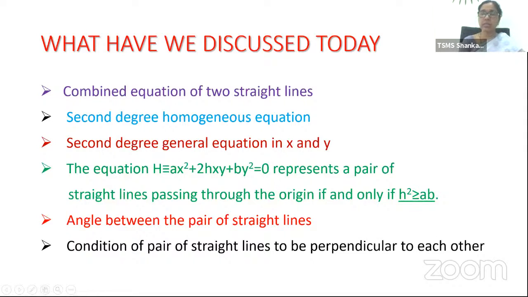Sir has also explained the condition for the homogeneous equation to represent a pair of straight lines, which is an if and only if condition. Sir has also explained the angle between the pair of lines, for which the cos theta formula is given. Finally, the condition for the straight lines to be perpendicular to each other is that a plus b must be equal to 0.